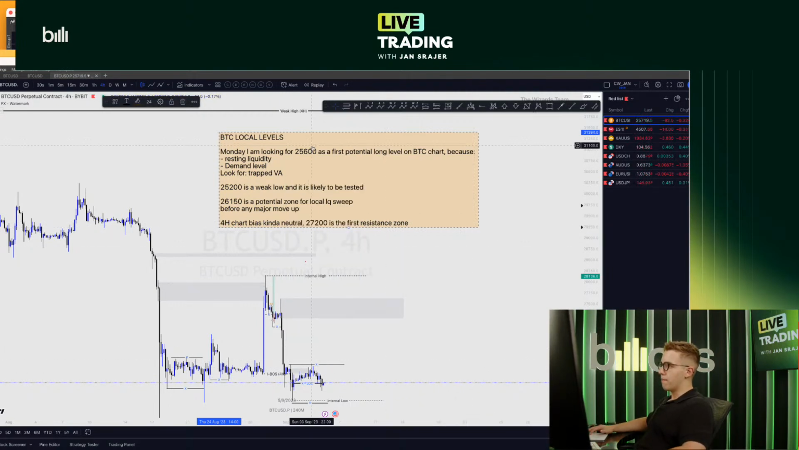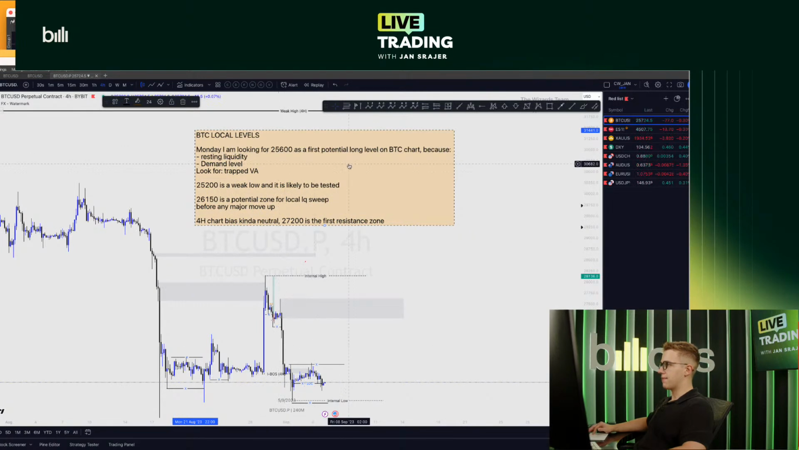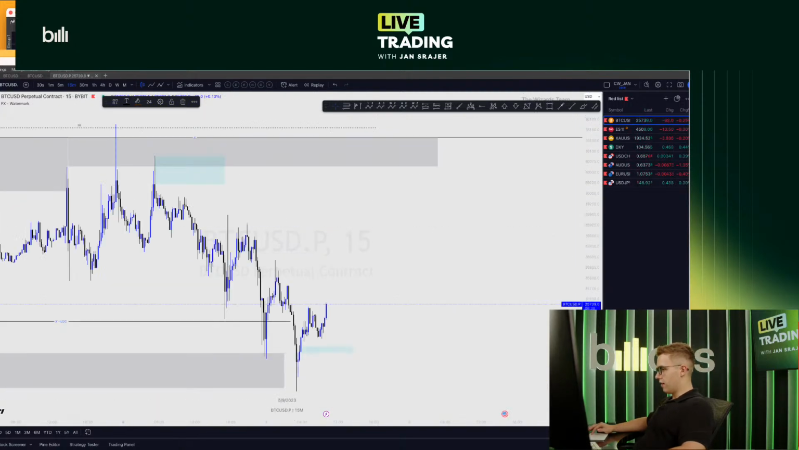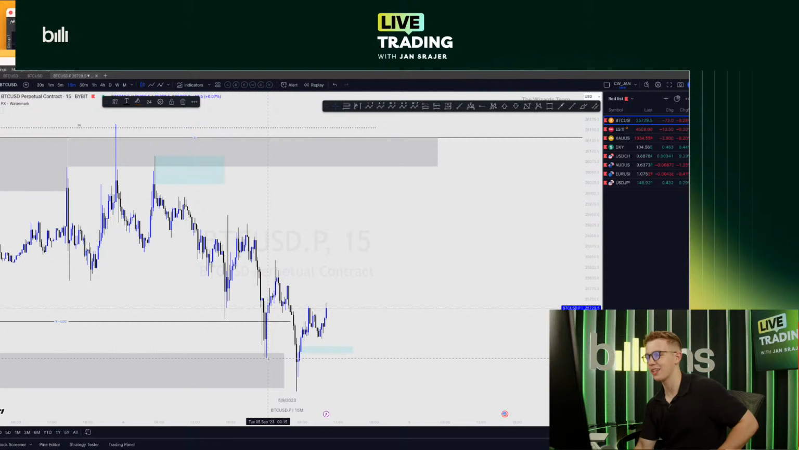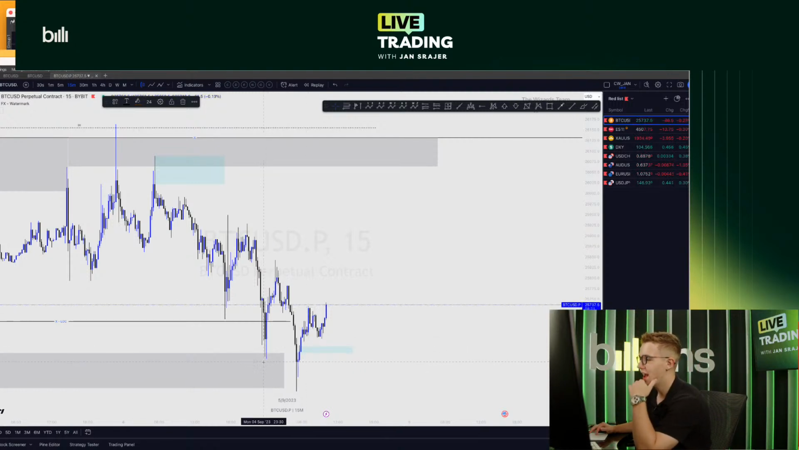But what I was saying here, Monday I'm looking for 25,600 as a first potential long level on BTC chart, because we got a resting liquidity, we got a demand level, and I'm looking for trapped value area. And I was wrong here. Yes, I gotta admit I was wrong, because we didn't hit this level on Monday. We hit the level 15 minutes after Monday session closed. So we hit the level on Tuesday, and we got a really nice move to the upside.